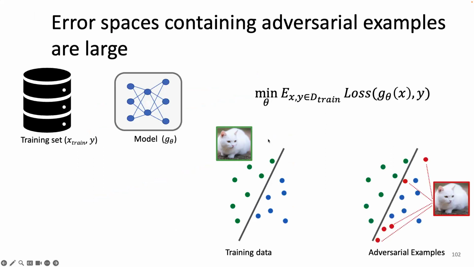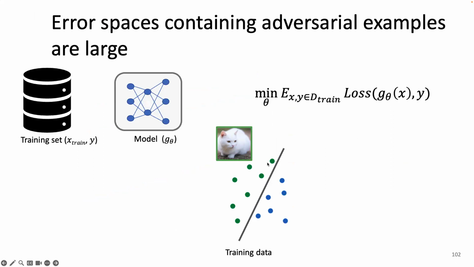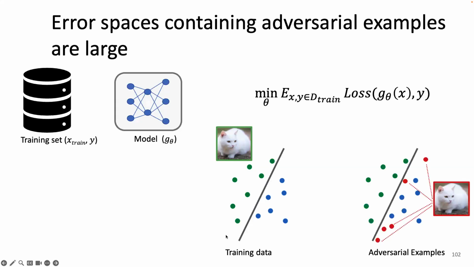Think about this: this is what we can get from the training data, right? We just get a few points. However, the adversarial examples can be anywhere in these black areas. For example, the adversarial example can be in this area, this area, this area, or everywhere else. So defending against such adversarial examples is a very, very hard problem because the error space is very, very large. It's almost impossible to cover all the areas.